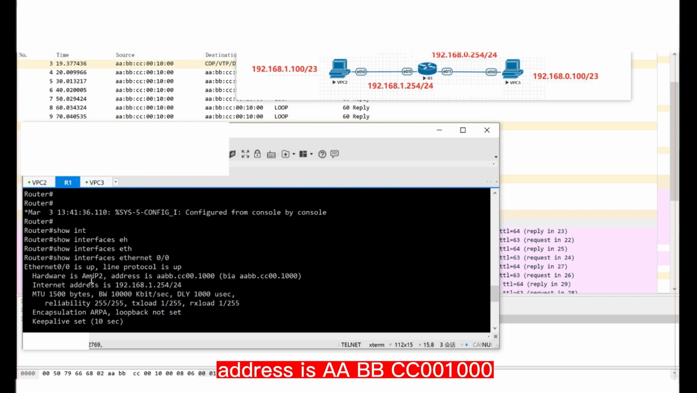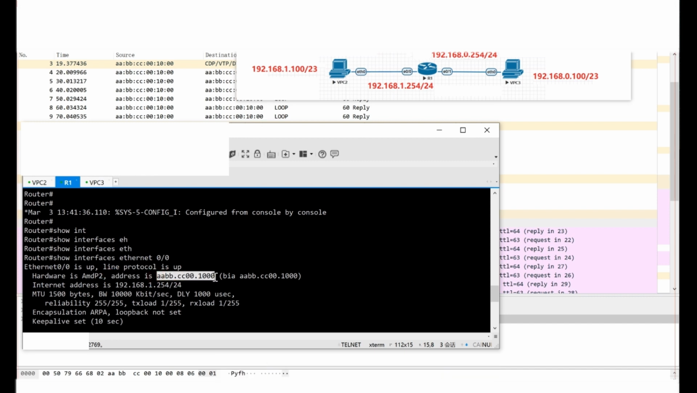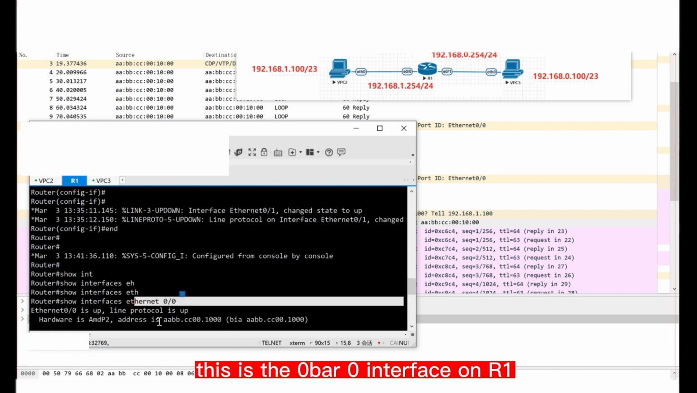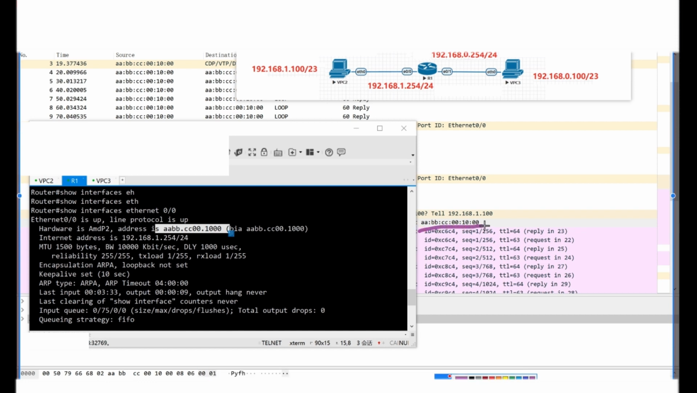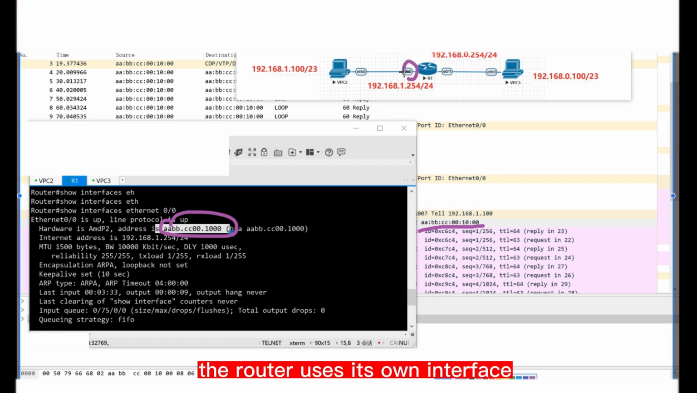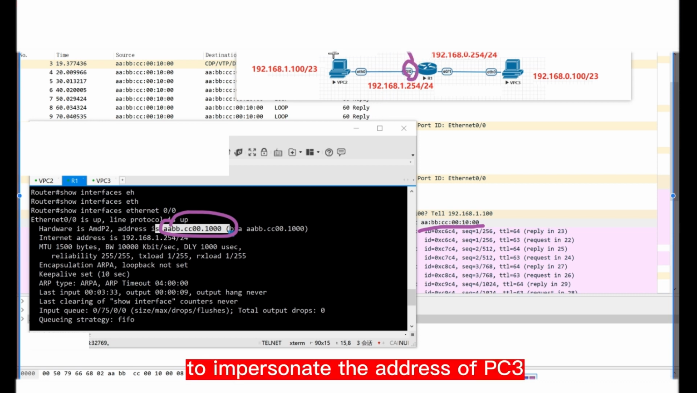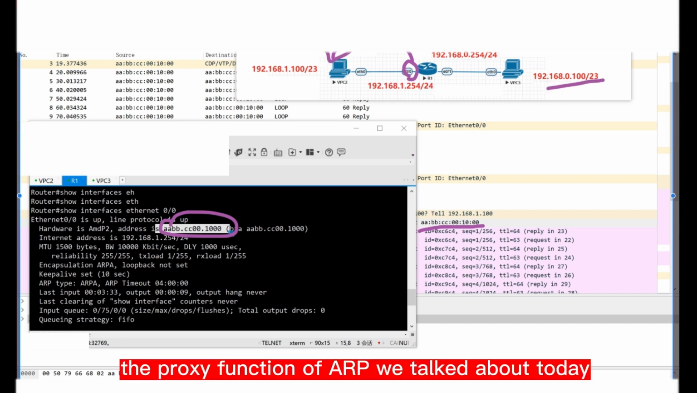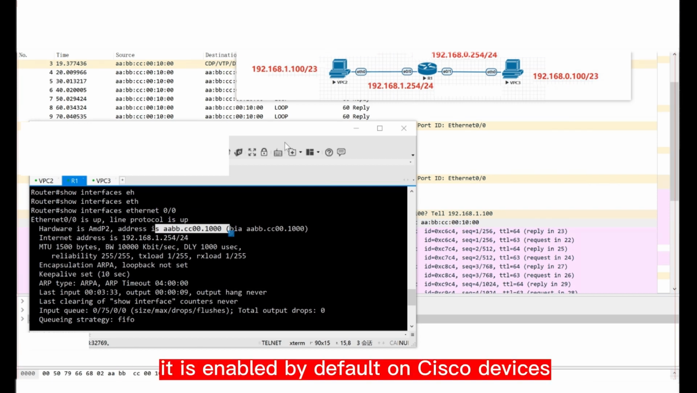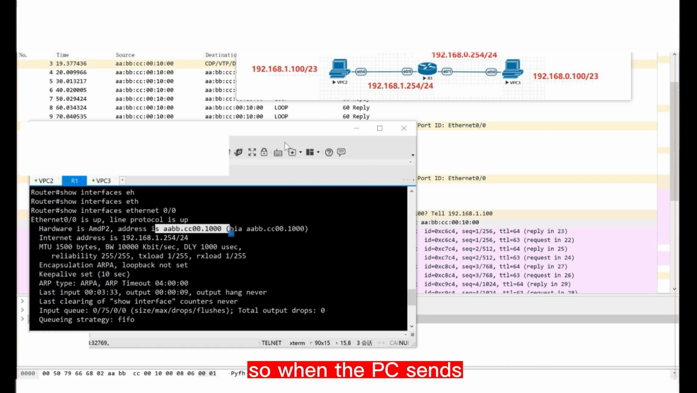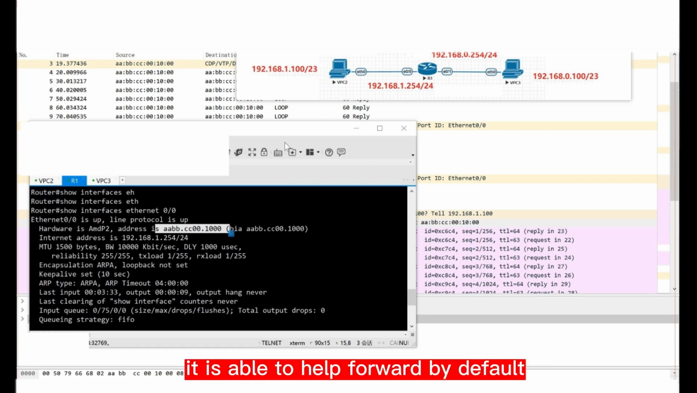Address is AABBCC001000. This looks familiar. This is the 0/0 interface on R1. It's a MAC address. This is what we are answering now, AABBCC. That is, the router uses its own interface to impersonate the address of PC3 and replies a MAC address to PC2. The proxy function of ARP we talked about today is enabled by default on Cisco devices. So when the PC sends, it is able to help forward by default.